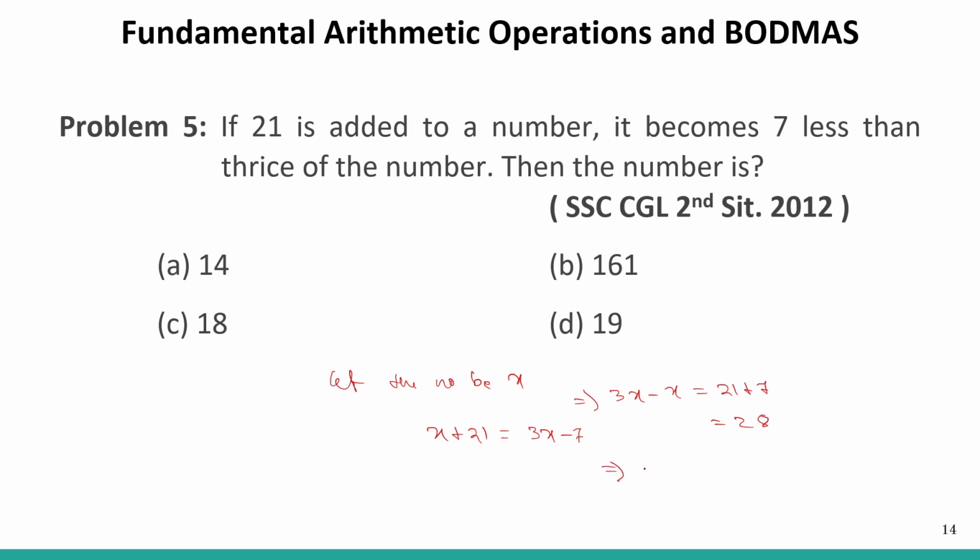So 2x is equal to 28, which implies that x is equal to 28 by 2, that is equal to 14. So 14 will be the correct answer. Here you can see the only correct answer is 14, and 18 will be wrong, 19 will be wrong, 161 will be wrong. So the only correct answer will be 14.